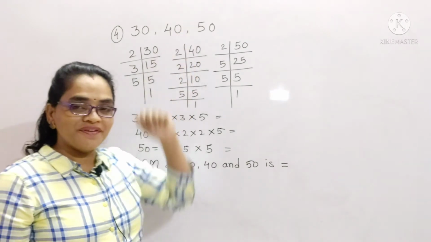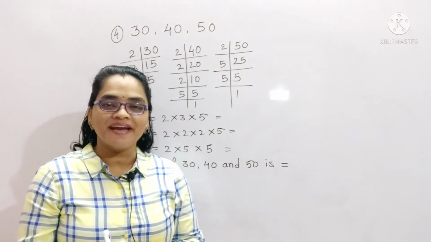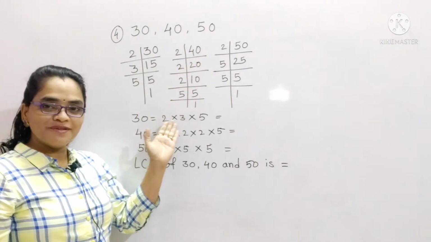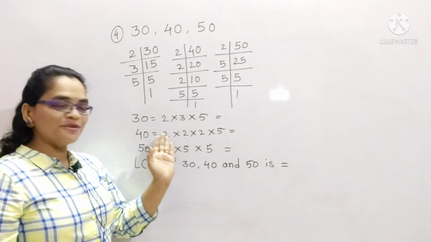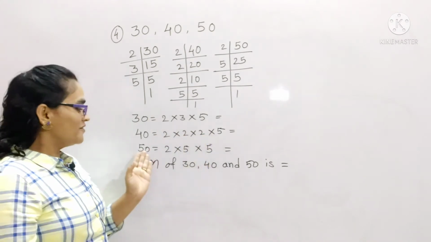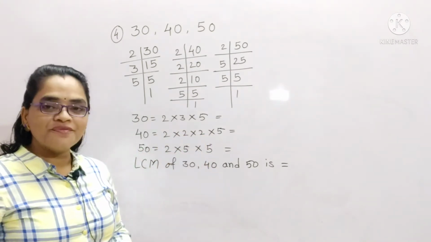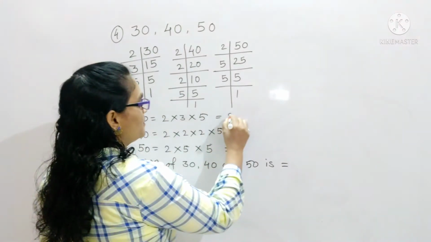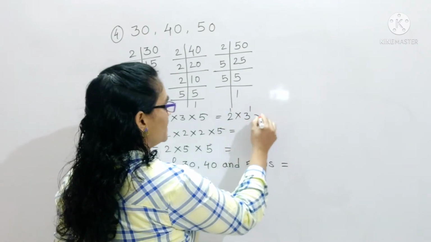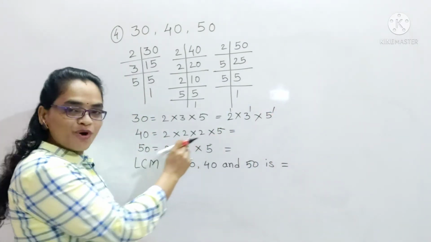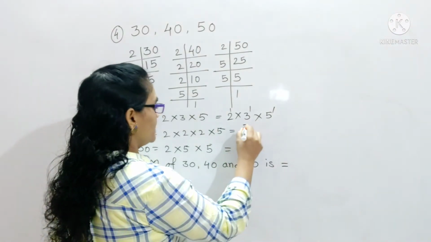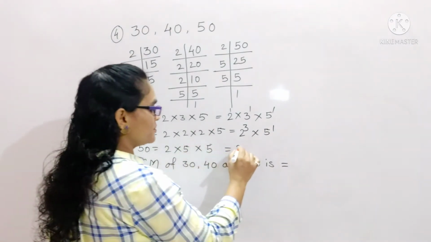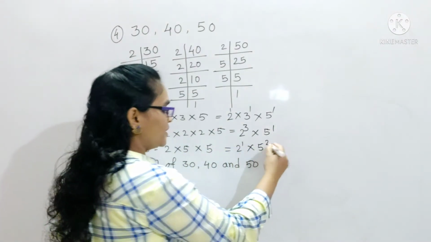Next, fourth example: 30, 40 and 50. First step as usual, find prime factors of given numbers. We have found here 30 is equal to 2 into 3 into 5, 40 is equal to 2 into 2 into 2 into 5, 50 is equal to 2 into 5 into 5. Then write it in exponential form, means 2 raised to 1 into 3 raised to 1 into 5 raised to 1. Here 2 occurs 3 times, so 2 raised to 3 into 5 raised to 1. Here 2 into 5 into 5 means 2 raised to 1 into 5 raised to 2.